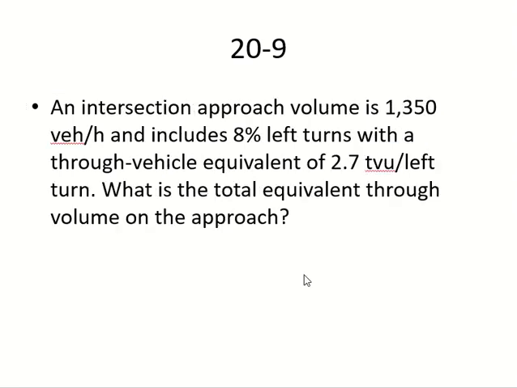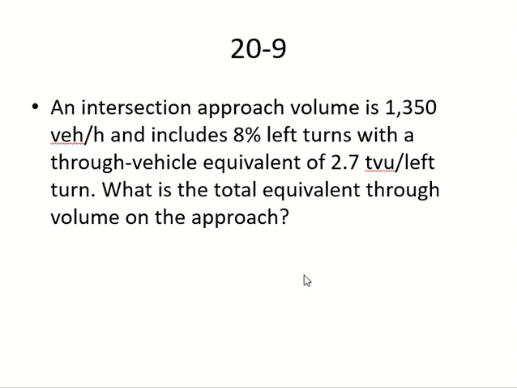Let us do another example. We have total volume of 1350. In that we have 8% left turning vehicles. For these left turning vehicles, the factor is already given, 2.7. What is the total through vehicle unit volume? Right now they do not do any conversion. They just are giving me the number 1350, which is total. Out of this 1350, 8% is left turning, and the left turning have the factor of 2.7. So what is the total of through vehicles?